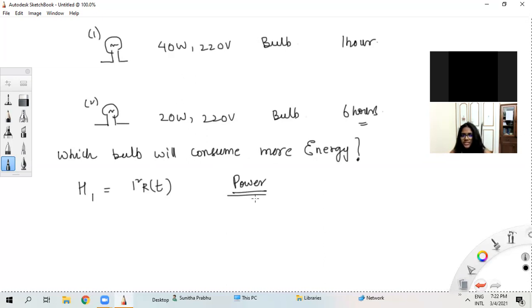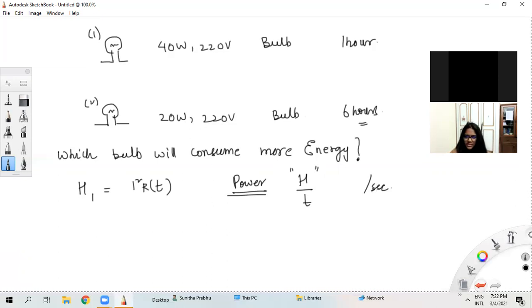So it depends on the time again, but if it's 1 hour and 6 hours, then it would be the second one. If you look at the definition of power, the definition of power is energy per second. So power brings in the common factor, 1 second. So what will be your answer? Which one is going to consume more power?